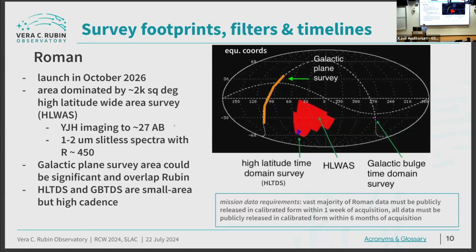And Roman has some very strict mission requirements, basically saying that within a week of data being taken, virtually all of the data needs to be reduced and made publicly available, and then that all data must be made publicly available within 6 months of acquisition.